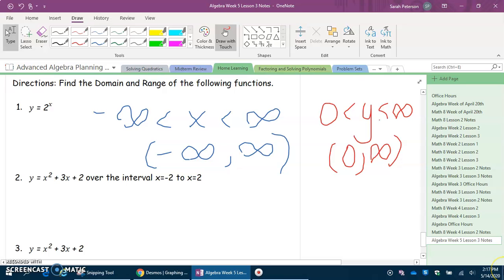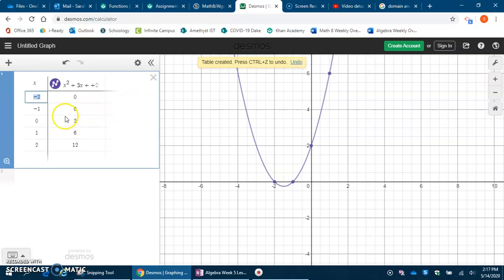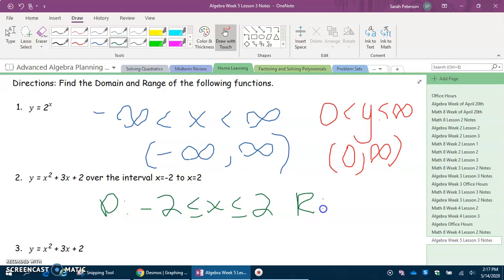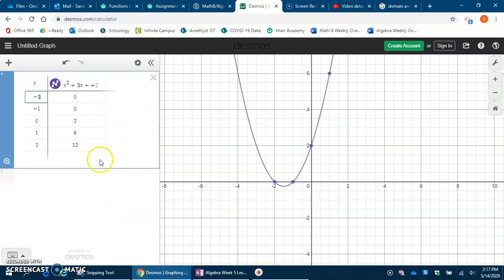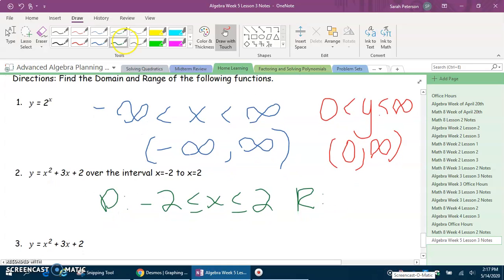So my domain, and this is where I wanted to make sure, we want to look only over the interval negative 2 to 2. So this is where I might use that table feature in Desmos or in your graphing calculator. Just make sure you're looking at this window. So from negative 2 to 2, that's my domain. What is the range? Domain, I am restricting it to negative 2 to 2. And my range for that is, so the y values are going to be from 0 to 12. So my range is from 0, and my highest point is 12.